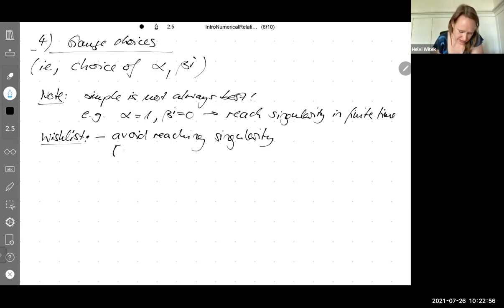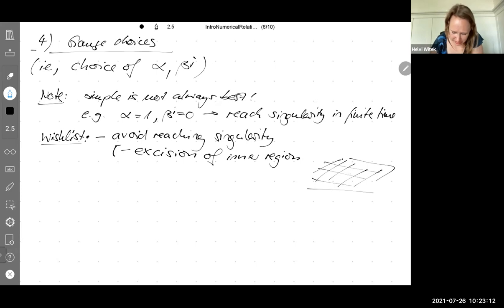We could either use what we call excision of the inner region. If I have my numerical domain here, and I know my black hole would sit here, you would essentially cut out the interior so that you never get close to the singularity. The other version, and that's what I'm going to talk about here, is a clever choice of coordinates, such that your foliation, your slices, will never touch the singularity itself.